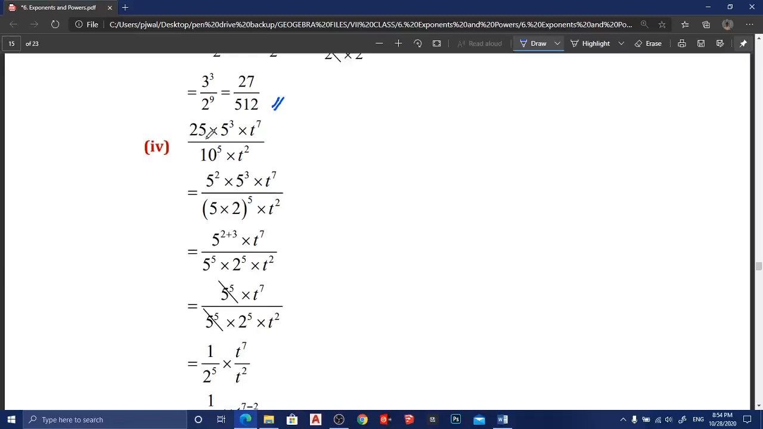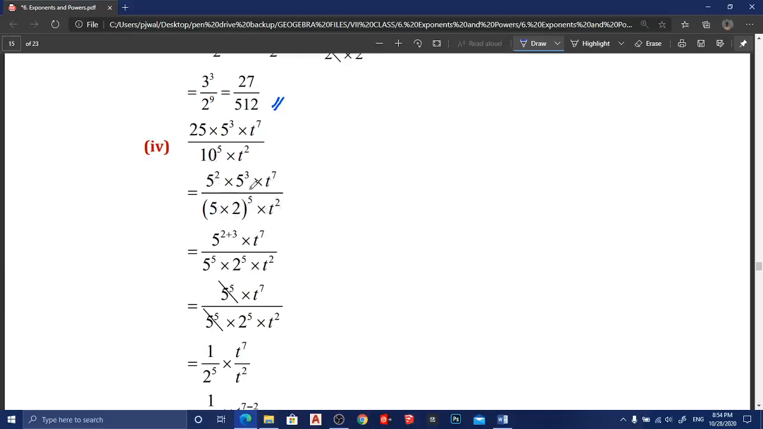Okay, this 25 you can write as 5 square, because 25 means 5 5s are 25. So 5 square into 5 cube into t to the power of 7 by this 10 to the power of 5. You can write it as 5 into 2 to the power of 5, because 10 is 5 into 2. So this you can write as 5 into 2 to the power of 5 into t square.